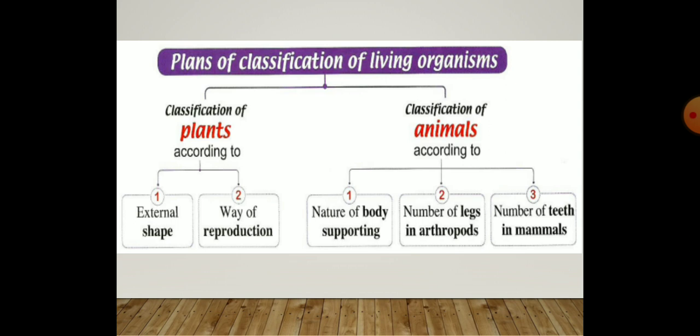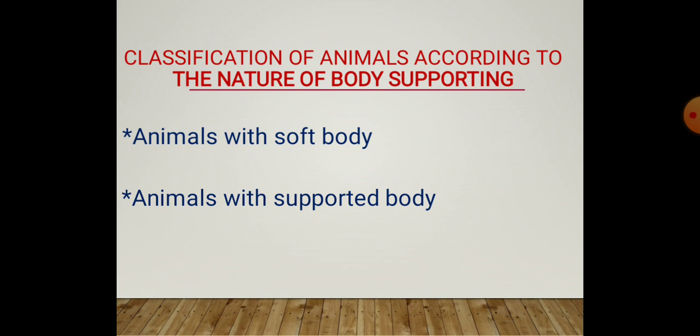And don't forget the classification of living organisms, as we said, classification of plants according to external shape, and the way of reproduction. Now we are going to talk about the classification of animals according to: number one, nature of body support; number two, number of legs in arthropods; and number three, number of teeth in mammals. First, we will start with the classification of animals according to the nature of body support.